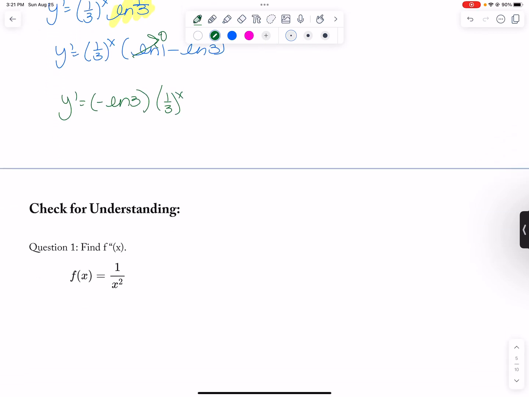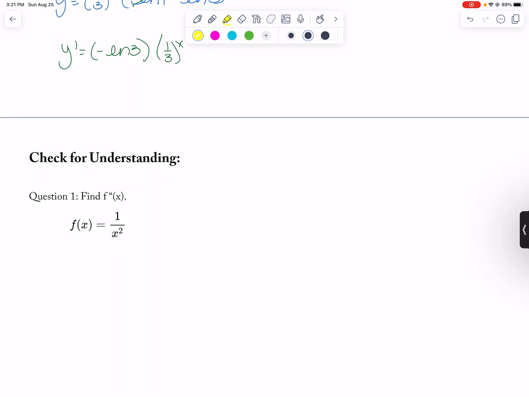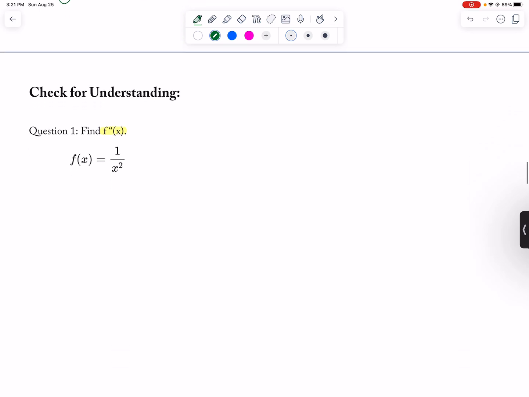Okay. So now we're at our check for understanding. What you're going to want to do is pause the video. You're going to want to try to do this question, and then unpause the video to see if you got the same answer that I did. Just make sure that you are aware I am asking for the second derivative. That's why there's two little dashes there, like quotation marks. That means I do want a second derivative. Okay, go ahead and pause.